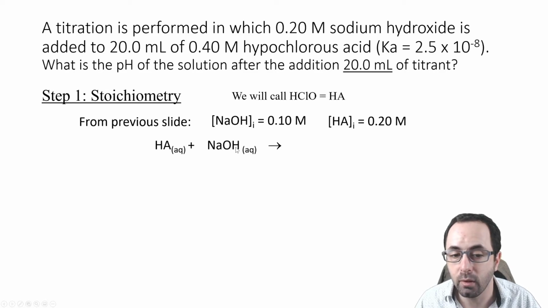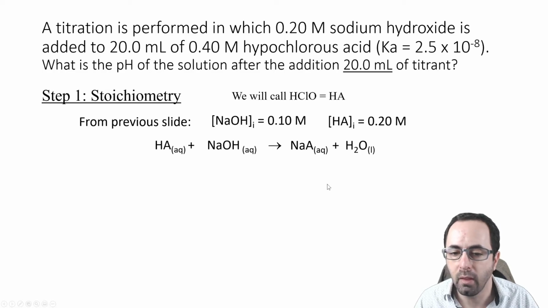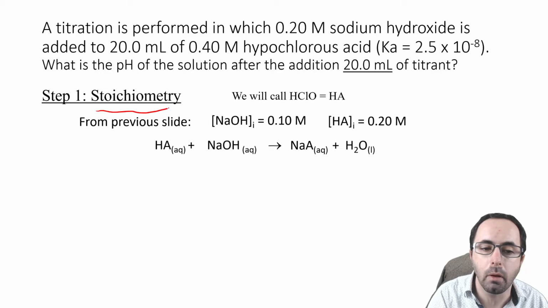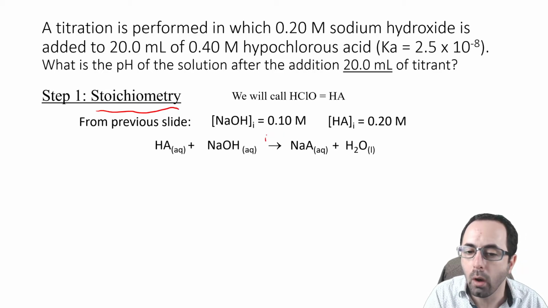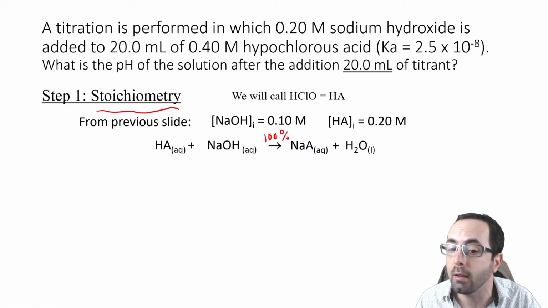And again, as we saw earlier, our products are going to be our salt, which is sodium as the positive ion, A minus as the negative ion, so sodium NaA. And then our other product is from the H plus and the OH minus, it is water. That is the neutralization. And again, this is the stoichiometry step. So we are assuming 100% reaction of the strong base until either it is all gone or until the weak acid is all gone. One or the other is going to react completely.